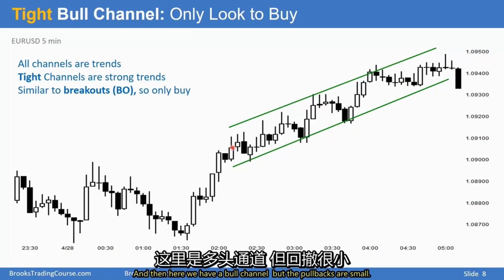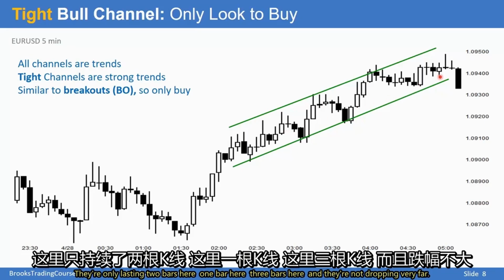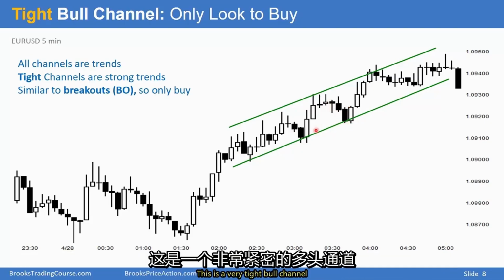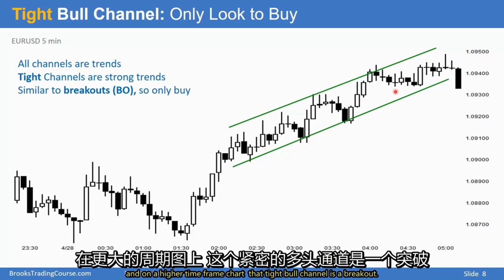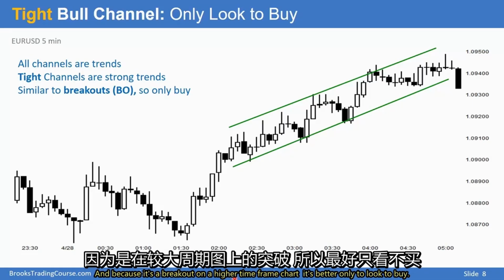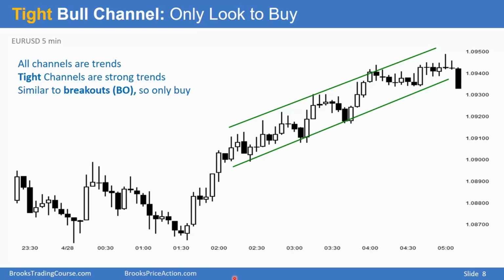And then here we have a bull channel, but the pullbacks are small. They're only lasting 2 bars here, 1 bar here, 3 bars here, and they're not dropping very far. This is a very tight bull channel, and on a higher time frame chart, that tight bull channel is a breakout. And because it's a breakout on a higher time frame chart, it's better only to look to buy.